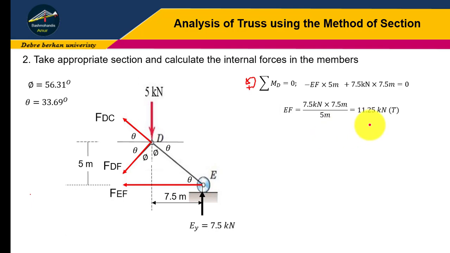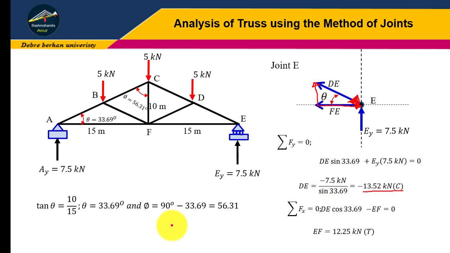Therefore, the force in member EF equals positive 11.5 kilonewton, tension. Remember, in the previous example of this truss that I analyzed using the method of joints, the force in member EF was calculated as 12.5, but that is wrong. The correct value is 11.25. Just to remind you, EF equaled 12.5 kilonewton there.